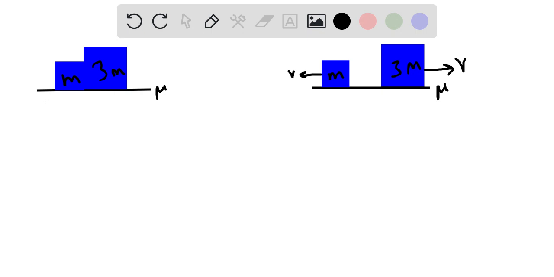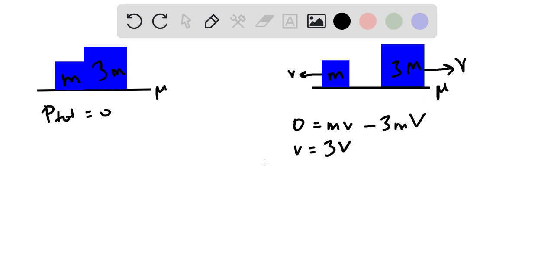So conservation of momentum tells us the initial momentum before the explosion should be equal to the final momentum after the explosion, and we can express the final momentum after the explosion as the mass of the small block times its velocity plus the mass of the big block times its velocity, and the minus sign is there because the blocks are traveling in opposite directions. This expression can be solved to relate the velocity of the small block to the big block, and we can say the velocity of the small block is 3 times the velocity of the big block.